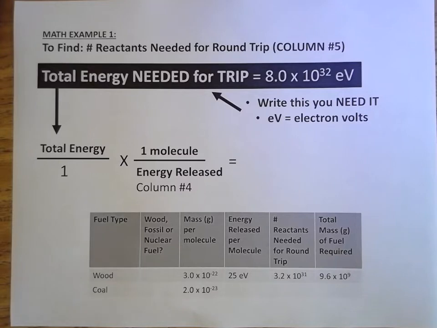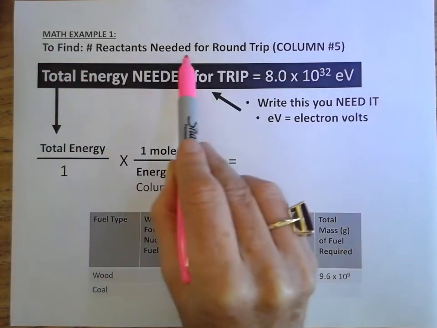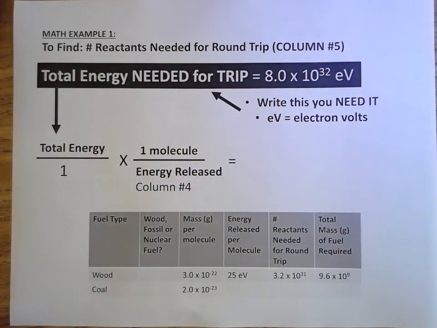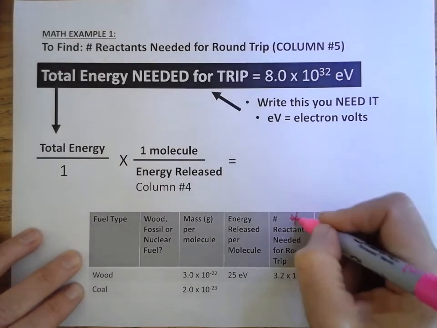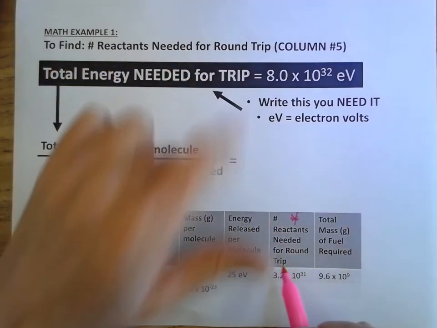This video is going to be an explanation for finding the number of reactants needed for the round trip, which is column number 5 in your data table, which I have a portion of right here. In the previous video, we talked about how to find the information for columns 2 and 4, and this video is going to show you how to find this particular number here, the number of reactants needed for the round trip, column number 5.